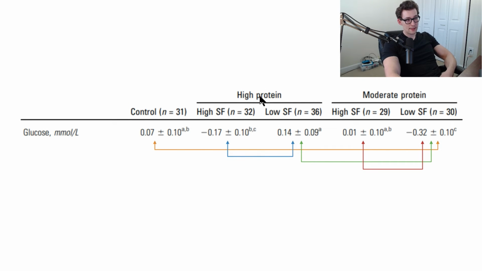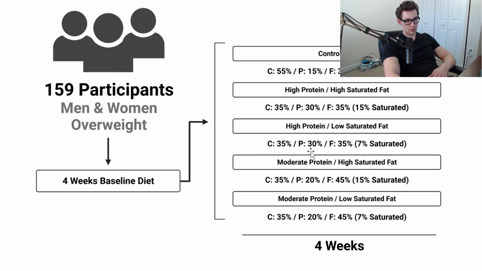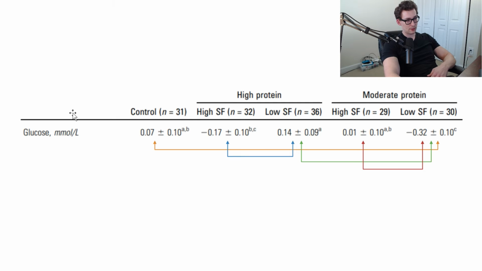The next one is that high protein condition, again, that was what, 30%? Yeah, 30% protein. The high saturated fat diet had a decrease in glucose and had an increase in the low saturated fat diet. So they're going two opposite directions, leading to a statistical difference between the two.